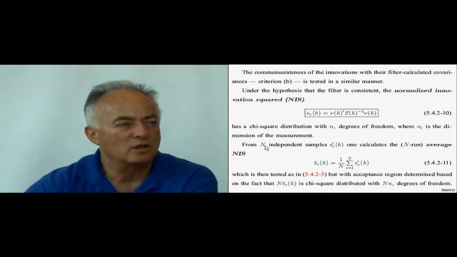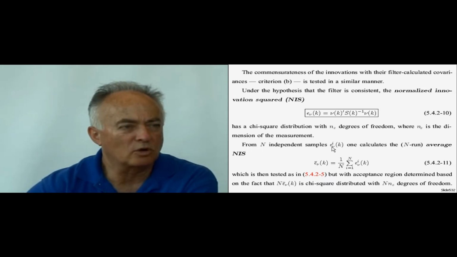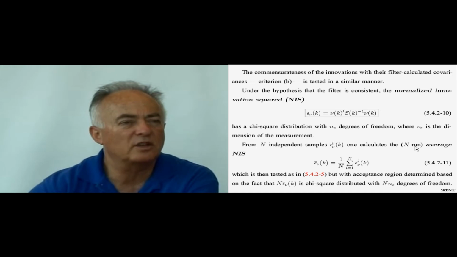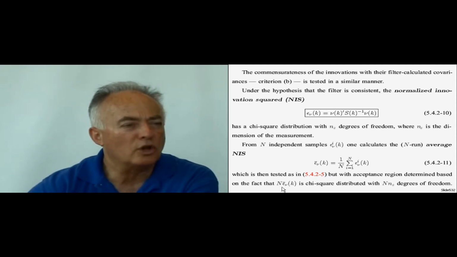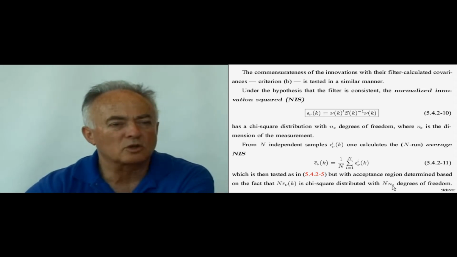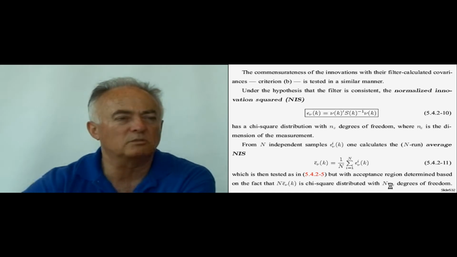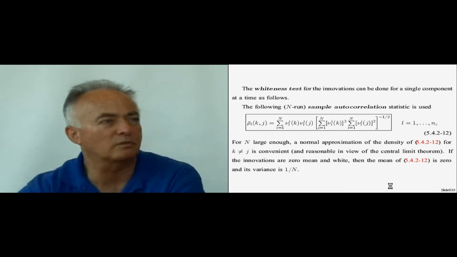From n independent samples, epsilon sub nu superscript i, we calculate an n-run average normalized innovation squared, epsilon nu bar, which is 1 over n, sum of epsilon nu i of k, i from 1 to n. It has exactly the same kind of test, except that now n times epsilon nu bar is chi-square distributed with capital N times little n sub z degrees of freedom. So, except for the change of dimension and number of degrees of freedom, we have essentially the same test.